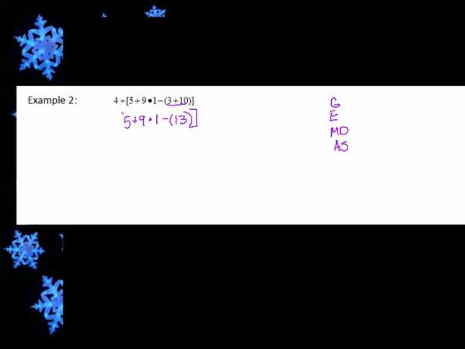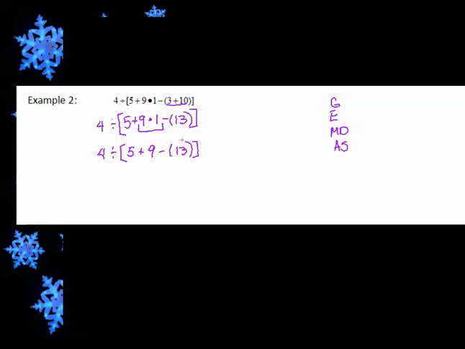Copy down the whole rest of the problem. Now I can look, I still have groupings because I still have brackets. What would I do next according to order of operations? Would I add, would I multiply, or would I subtract? Well, I'm going to multiply. 9 times 1 is 9, plus 5, with a bracket, divide by 4, and then minus 13 in the back.